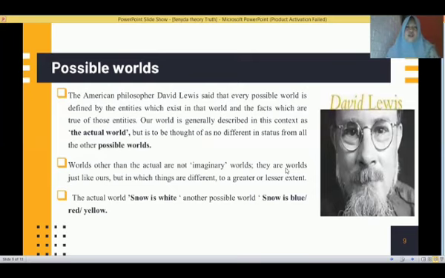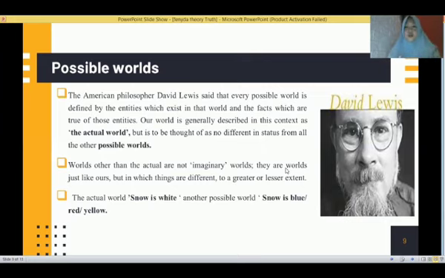Okay, next: possible worlds. Do you know the American philosopher in the picture? Yes, David Lewis. The American philosopher David Lewis said that every possible world is defined by the entities which exist in that world and the facts which are true of those entities. Our world is generally described in this context as the actual world, but it is to be thought of as no different in status from all the other possible worlds.